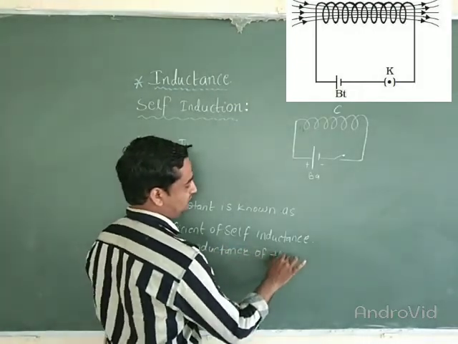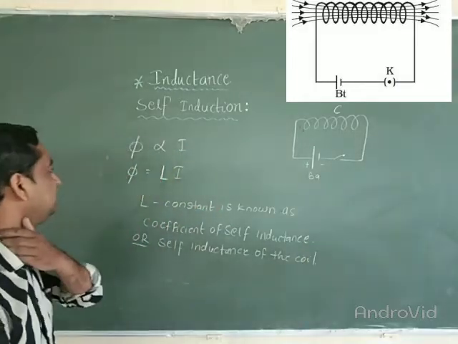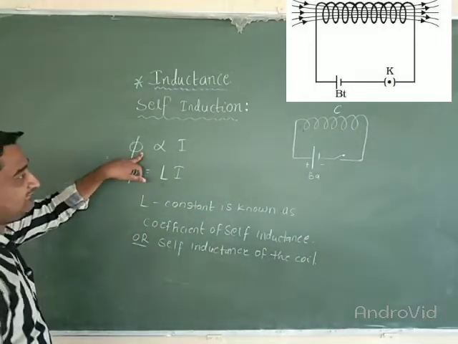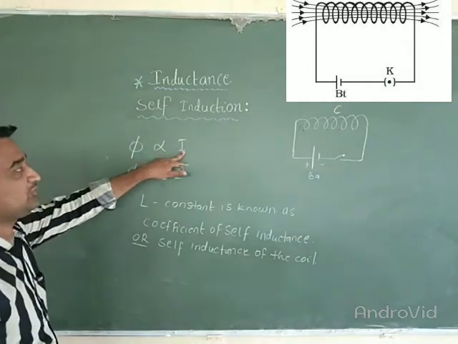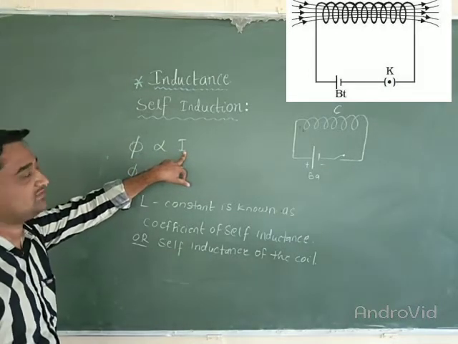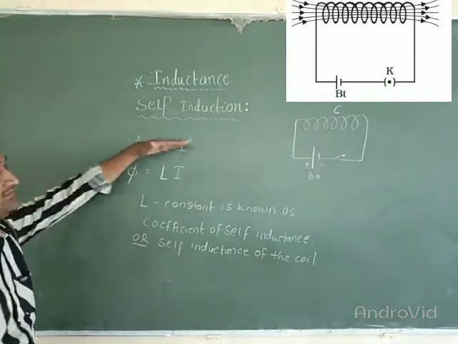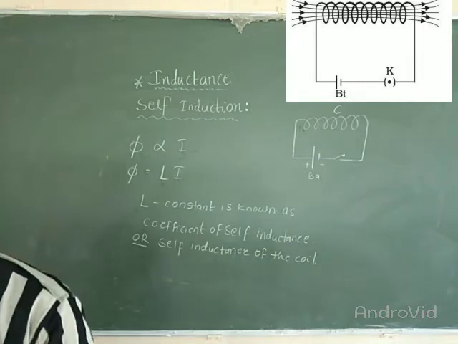This is called the self-inductance of the coil. The magnetic flux through the coil is directly proportional to the current through the coil at any instant of time. So as the value of I increases, the magnetic flux linked with the coil also increases.